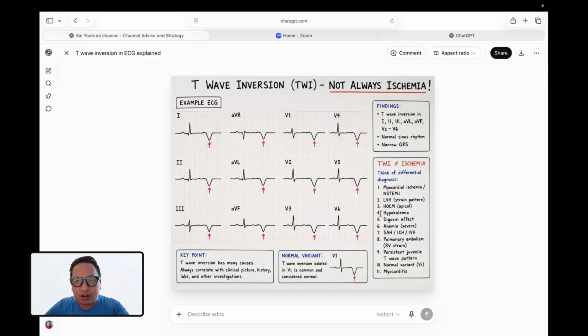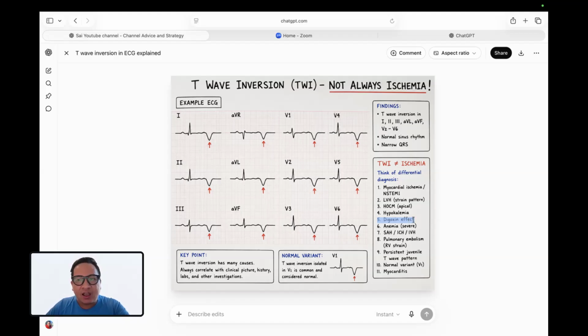This is the third, and the other is downsloping ST segment depression with the T inversions, and we're going to think about a medication. The particular medication is known as the digoxin effect. Digoxin is an antiarrhythmic which is used in cardiac arrhythmia, so we have to think about it.